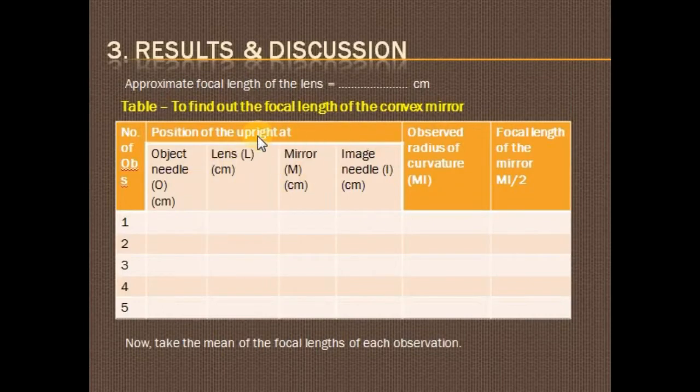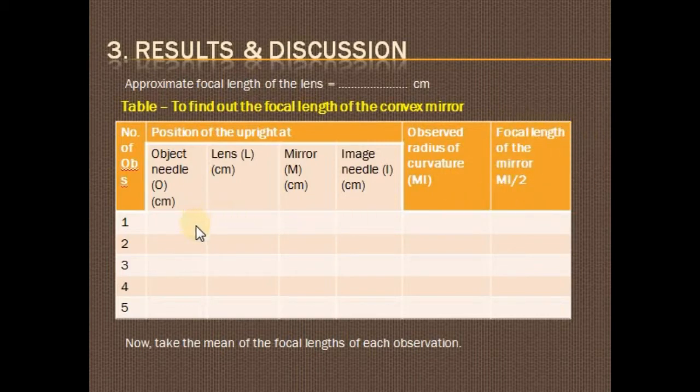So this is the table to find out the focal length of the convex mirror. Before that, first you have to note down the approximate focal length of the lens. Then you have to note down the position of the object needle, then lens, then mirror, and then image needle. And then from this data you have to find out the observed radius of curvature. Then simultaneously you can find out the focal length.